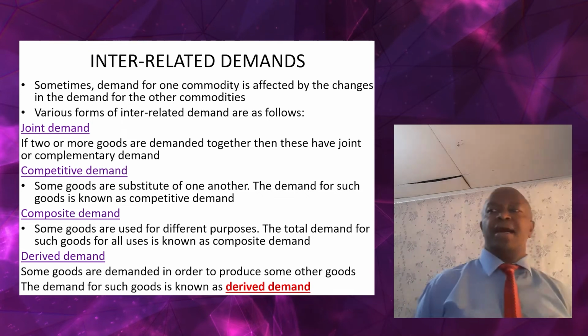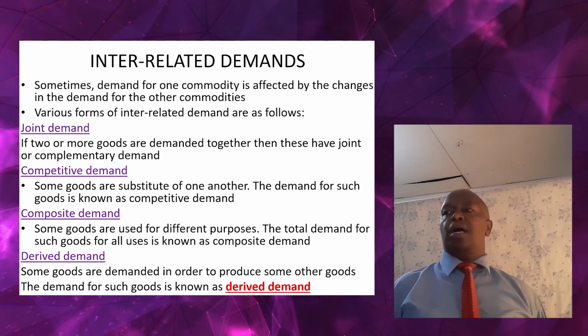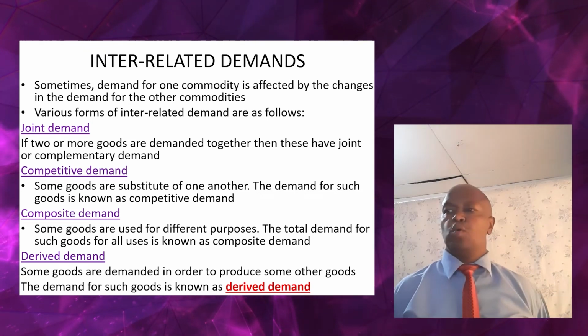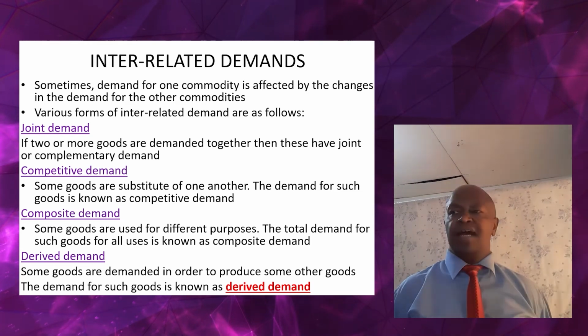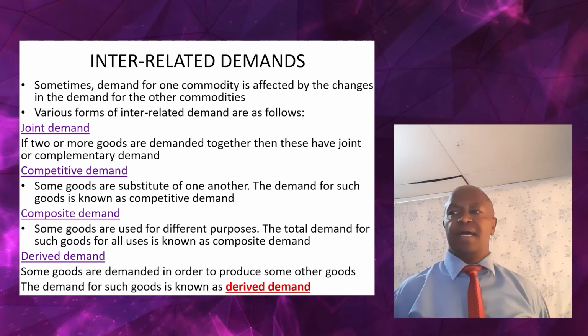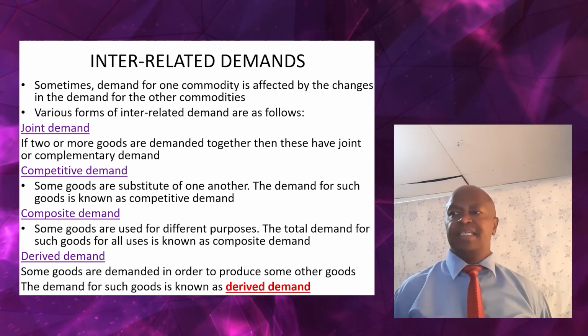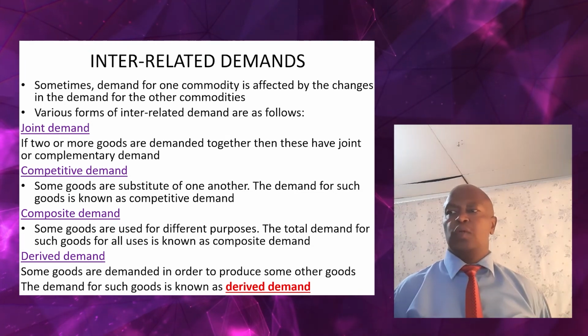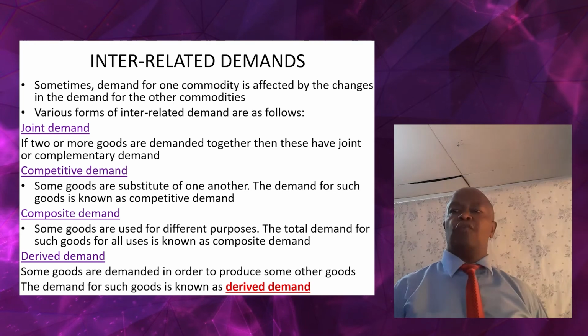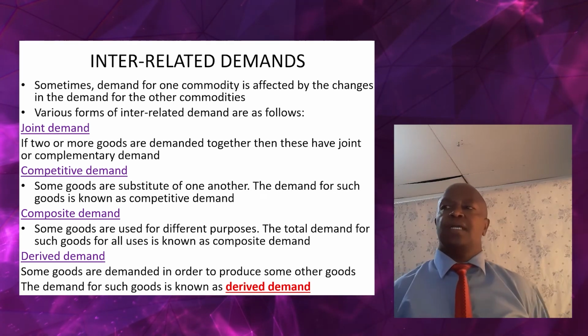The other interrelated demand is what we call competitive demand. Some goods are substitutes of one another. The demand for such goods is known as competitive demand. For example, tea and coffee are substitutes of each other. In this case, the increase in demand for tea will result in the decrease in demand for coffee and vice versa.